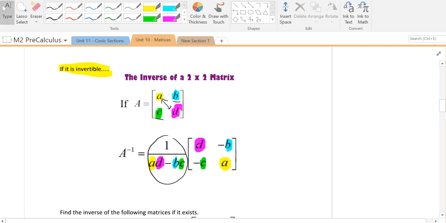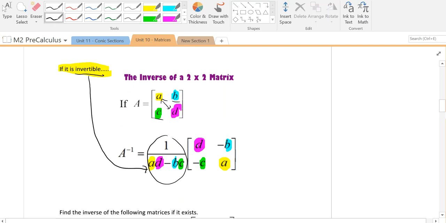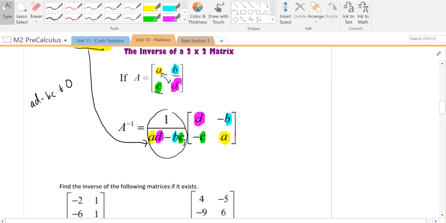Now, the part about if it is invertible only happens so long as I don't have the denominator be 0. AD minus BC cannot equal 0. It can't equal 0 because friends don't let friends divide by 0. 1 over 0, that would be a big old no there, and we wouldn't want that, right? Because we don't want no.